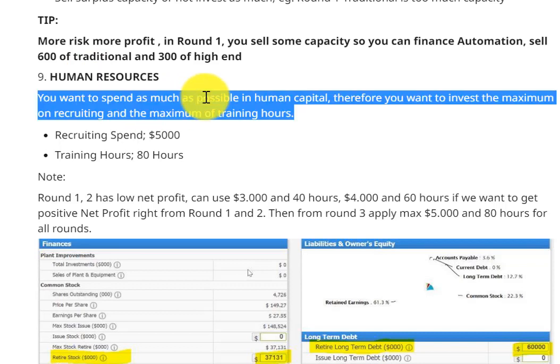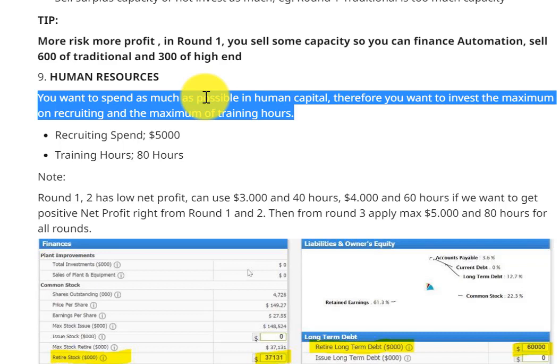And now we come to number 9, human resources, right? You want to spend as much as possible for human capital, because investing much is long term. So maximum for recruitment and maximum for training hours. But we know that $5,000 and 18 hours, but not here. For rounds 1 and 2, we have very low net profit. So we can use 30 to 40 hours and 40 to 60 hours in round 1 and round 2.